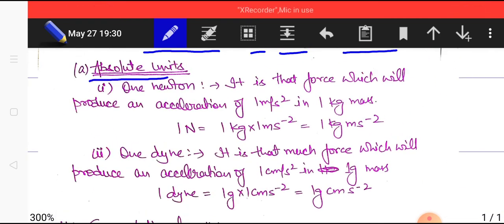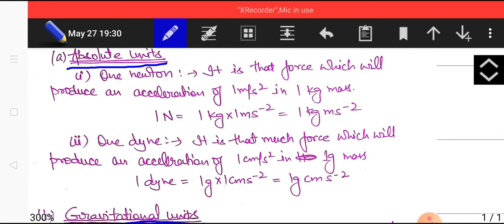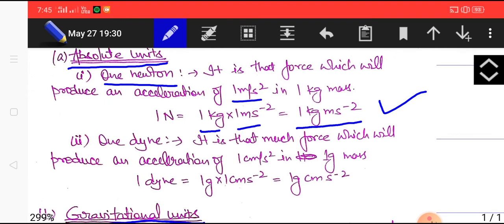One is absolute units and second is gravitational units. For absolute units, we are having 1 Newton, which is the standard unit of force. It is that force which will produce an acceleration of 1 meter per second square in mass of 1 kg. So that 1 kilogram meter per second square is known as 1 Newton.